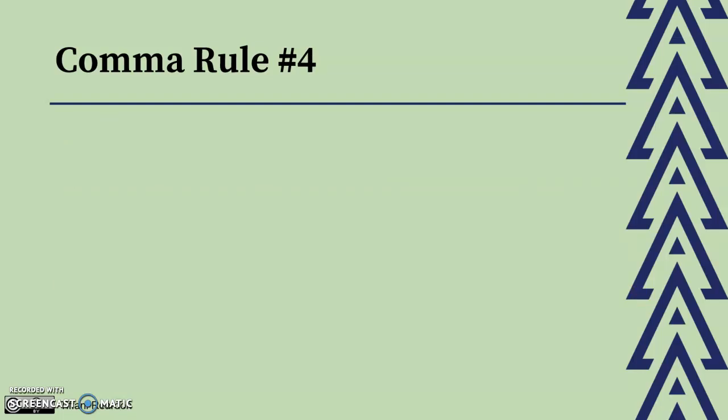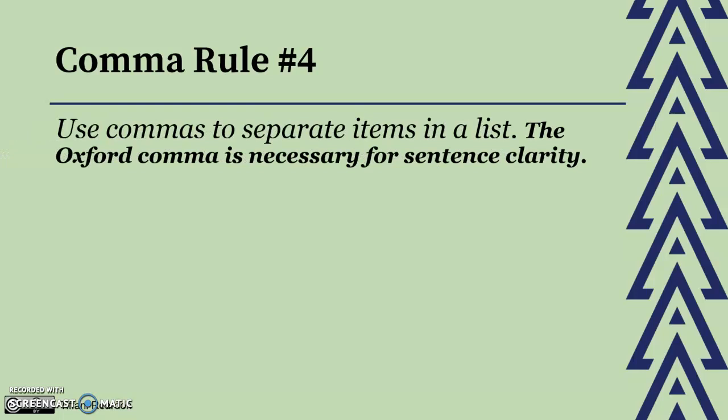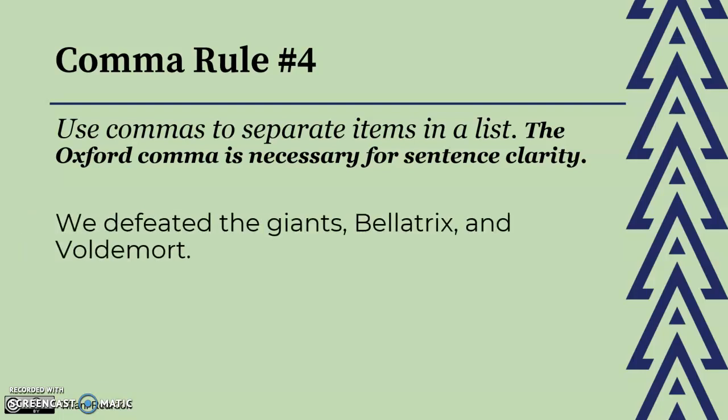Here's a comma rule. Use commas to separate items in a list. The Oxford comma is necessary for sentence clarity. So if you aren't familiar with what the Oxford comma is, it is the comma that precedes the final item in a list. For example, here's something that uses the Oxford comma. We defeated the giants, Bellatrix, and Voldemort. Notice we've got 3 commas here: giants, comma, Bellatrix, comma, and Voldemort. It's very clear that there are 3 things that we defeated.